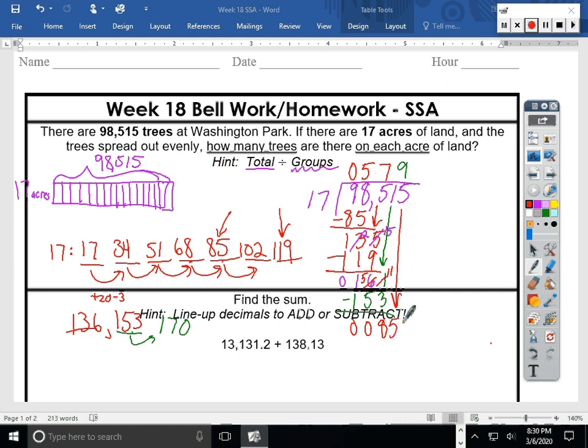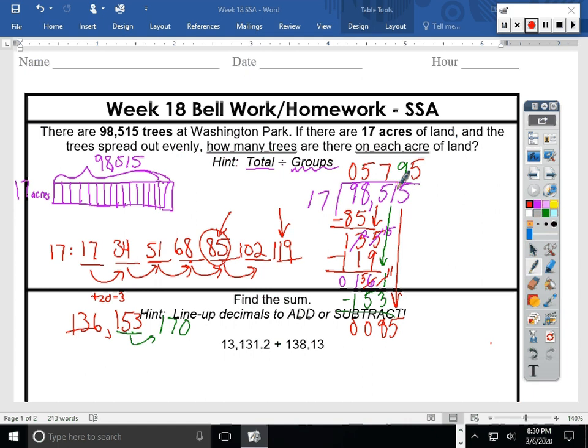I now have 85 trees that I'm trying to place on 17 acres nicely, or evenly, or equally it says, I think, of the problem. Evenly it says. And so that means I'm trying to figure out how many times 17 goes into 85, or how I can break those 85 trees into 17 acres. Well, I see 85 on my list again. Perfect. And if you remember, that was our 5th multiple.